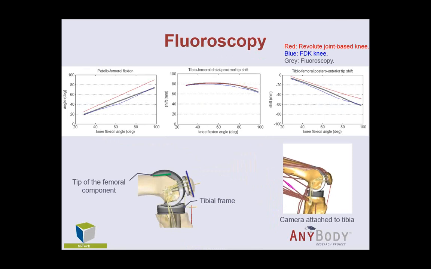Okay, so what did we then get? On the left side here, we have the flexion angle between patella and femur. If we look down in the little image here, that's between the green line and the blue line. So that's the angle between those two. And we did this for both the fluoroscopy, which is the gray line, and FDK, which is blue. And then we also put in the revolute joint model that we had from these analytical fits. What would we actually get if we had put in a revolute joint?